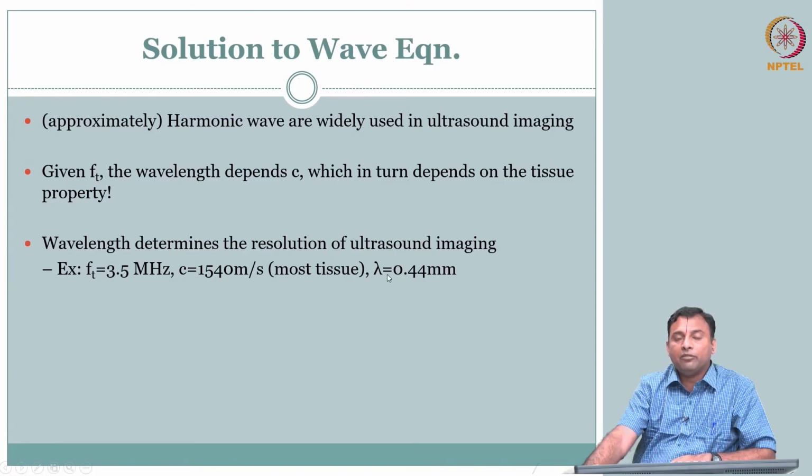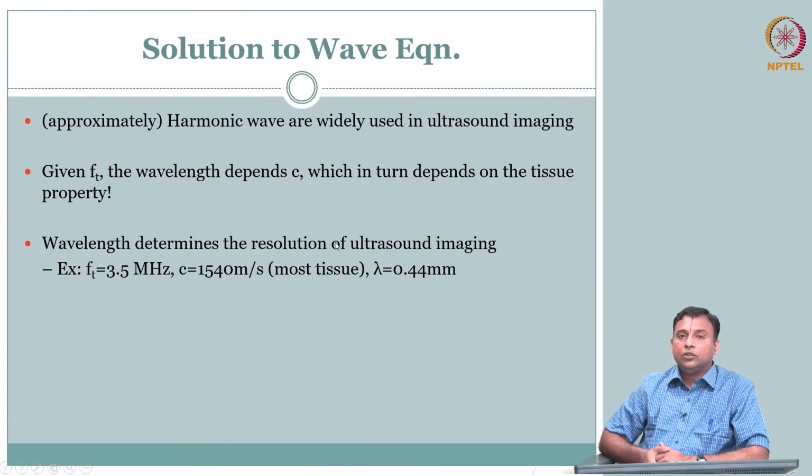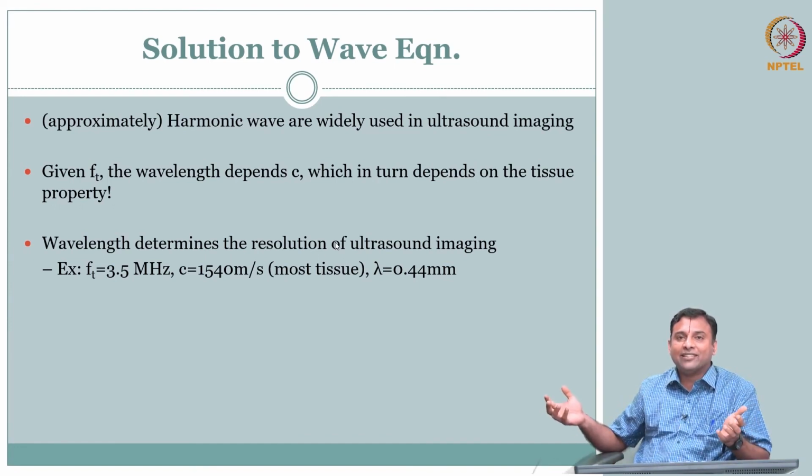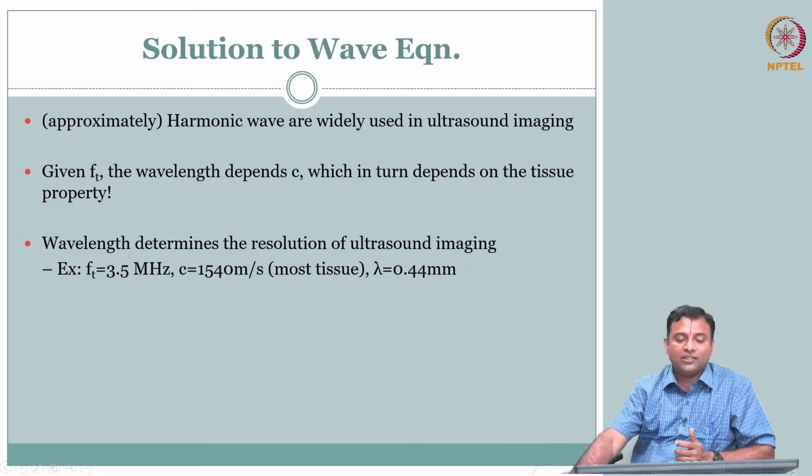This is a very important factor because lambda is closely related to the resolution capability of the system. So, what is the c of electromagnetics? 3 into 10 power 8. What will be your lambda? Orders of meters. c is equal to f lambda, that is what we have used here also. I know c, I know f, what is my lambda? It turns out to be 0.44 mm.